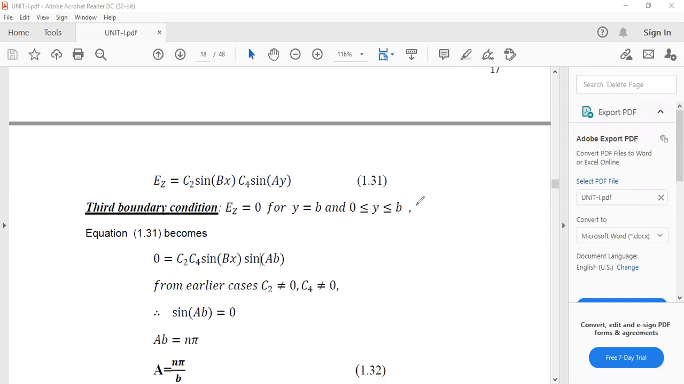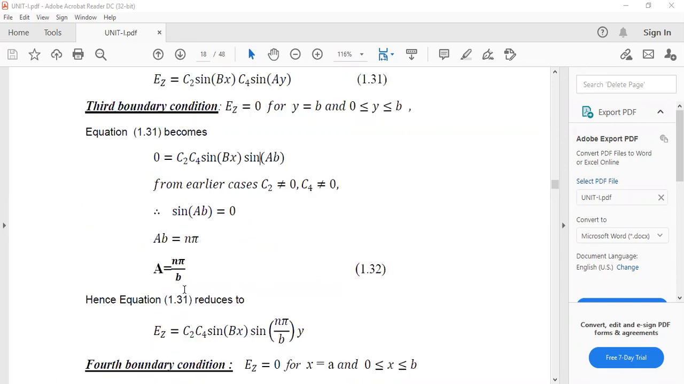Now you substitute these things in the above equation. Now Ez is equal to C2, C4, sin Bx, sin n pi by b into y. In place of A, we are writing n pi by b. So this is the equation after applying the third boundary condition.